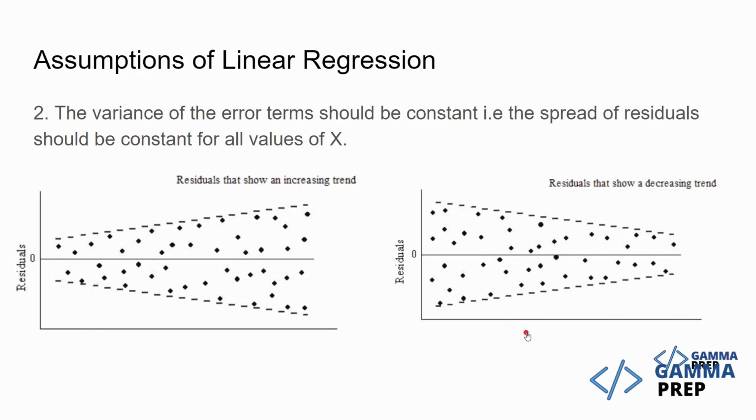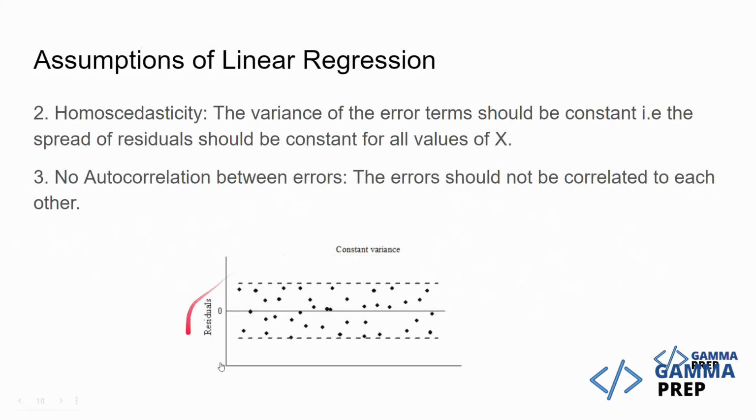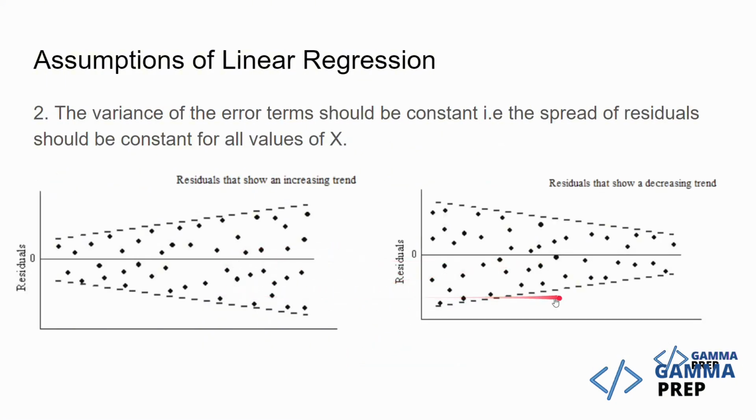So the assumption of linear regression is that the residuals should have constant variance. That is, the residuals should not increase or decrease if our y predicted is increasing. So if we have our residuals like this, then linear regression is probably the right model. If we have heteroscedasticity, that is, the residuals are showing an increasing or a decreasing trend, then probably linear regression is not the right model.